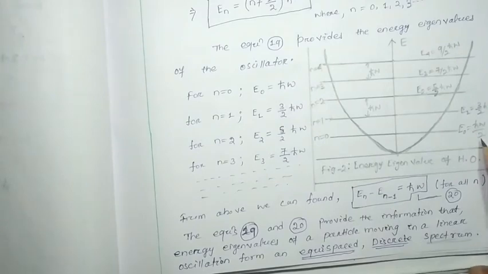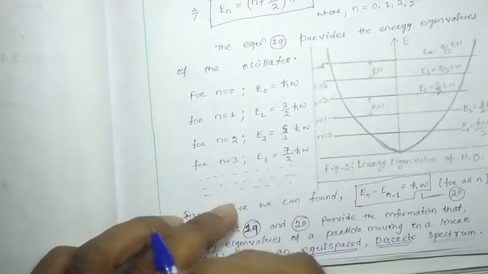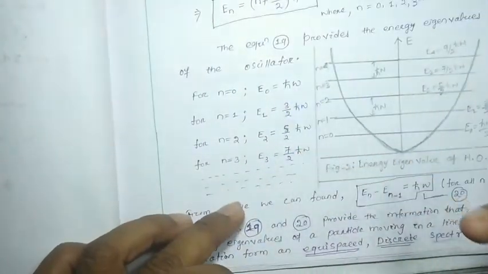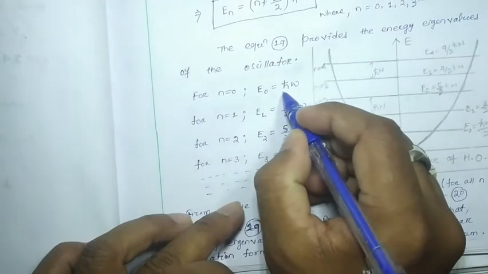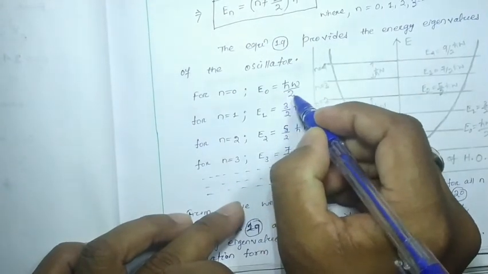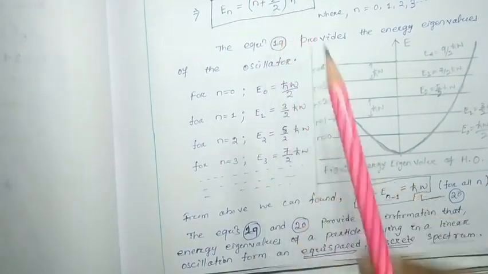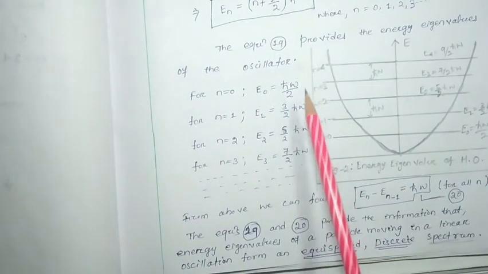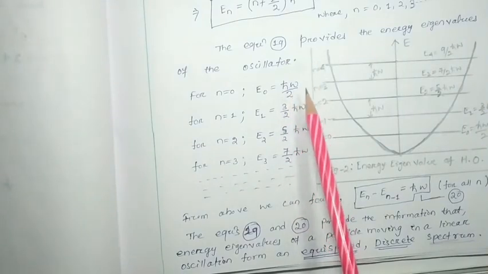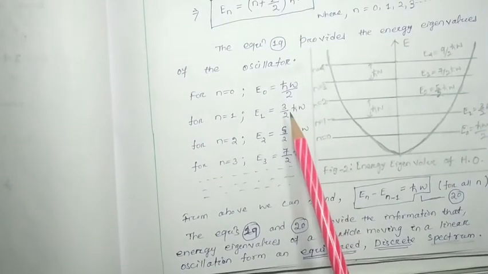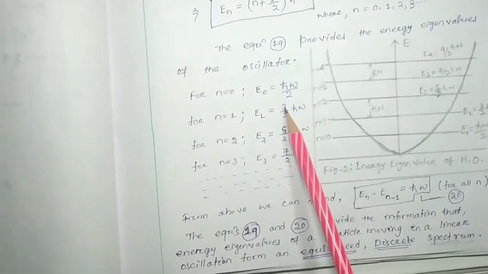Here, I mistakenly wrote h cross omega; you just correct it. This one is h cross omega by 2, because if we put n equal to 0, then it will be h cross omega by 2. Okay, so the lowest energy state has energy h cross omega by 2, and the next excited state has energy 3 by 2 h cross omega.